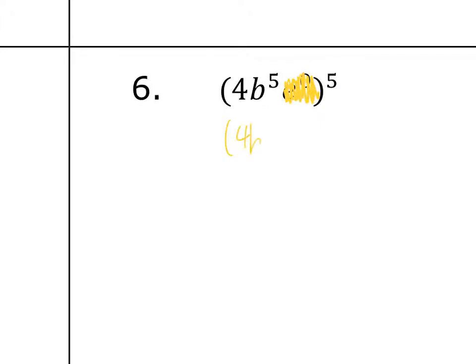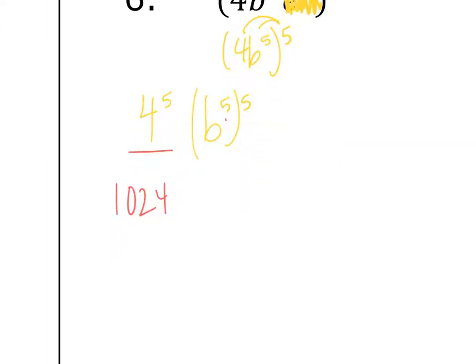So for what's left, you don't have to rewrite this. I'm just showing you. We really have 4b5 to the 5. So everything gets a little 5. 4 gets a little 5. b5 gets a little 5. Now 4 to the 5th, I type it in my calculator, 4 raised to the 5, and it tells me it's 1024. So I just put that exactly like I see it in my calculator.